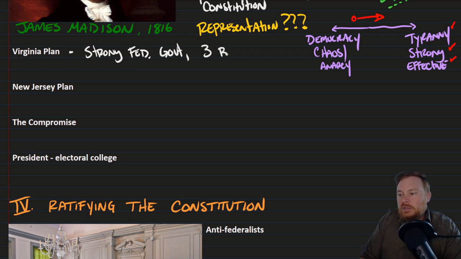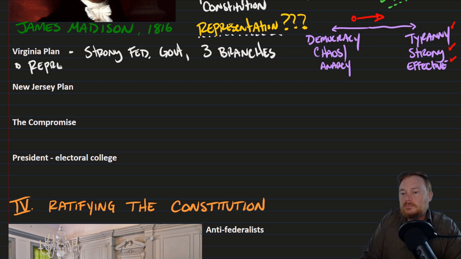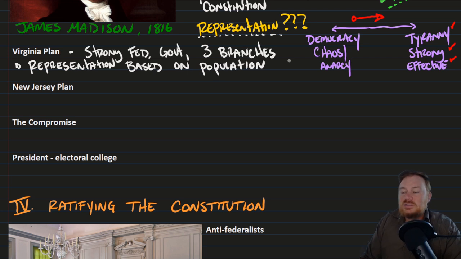It proposed 3 branches, like some state constitutions, specifically that was in Massachusetts. But on the question of representation, and this is where some of the controversy or debate lied, the Virginia Plan proposed representation based on population. That is to say that states with bigger populations get more votes.